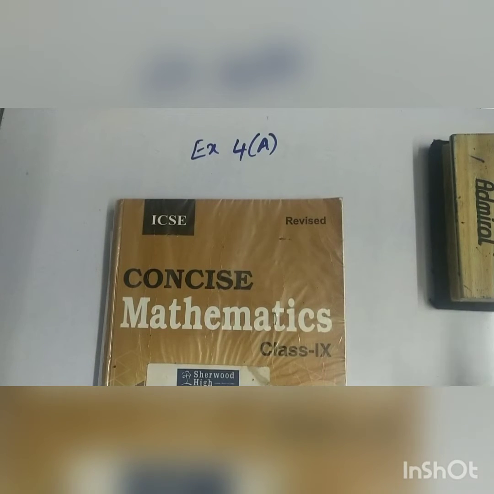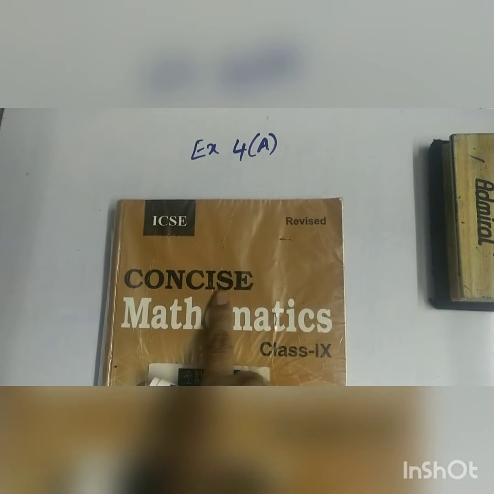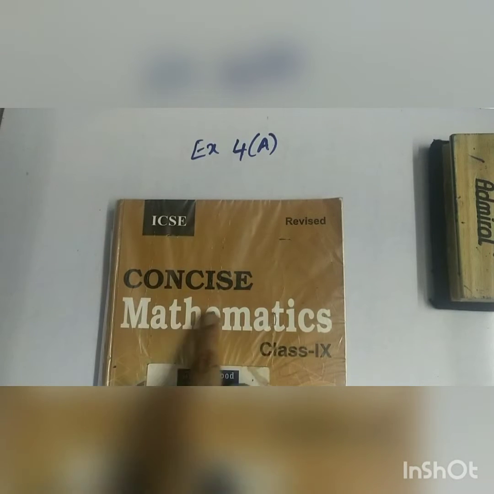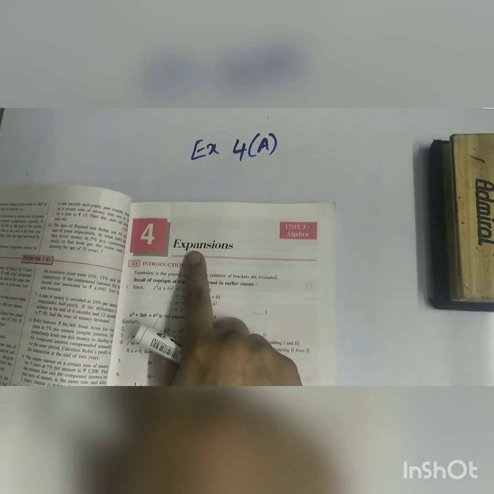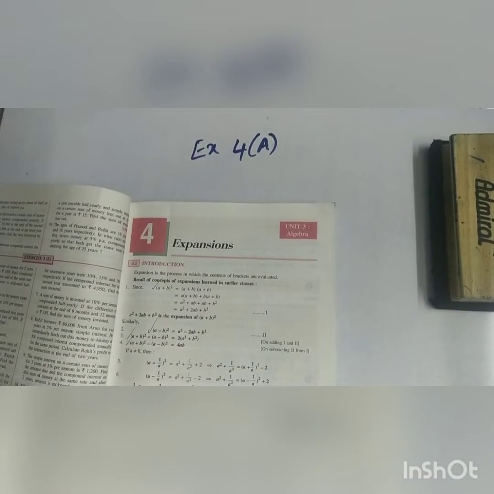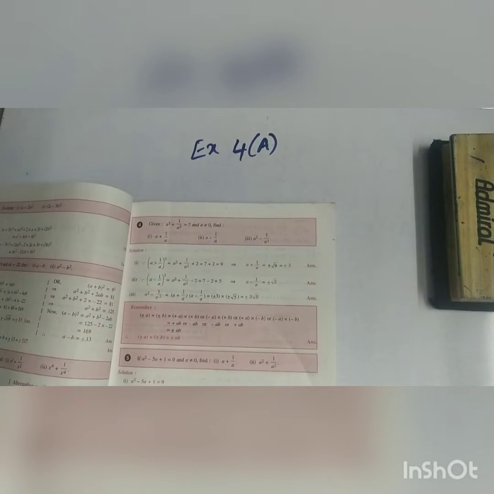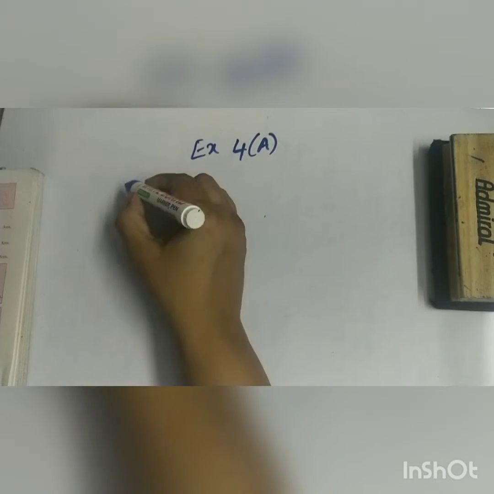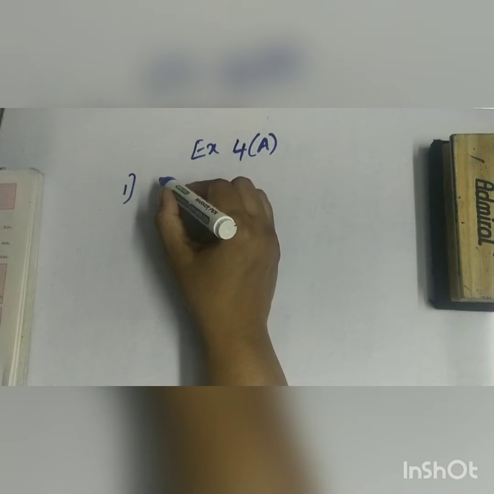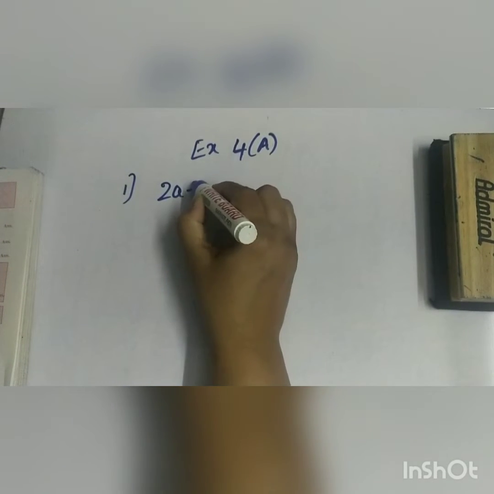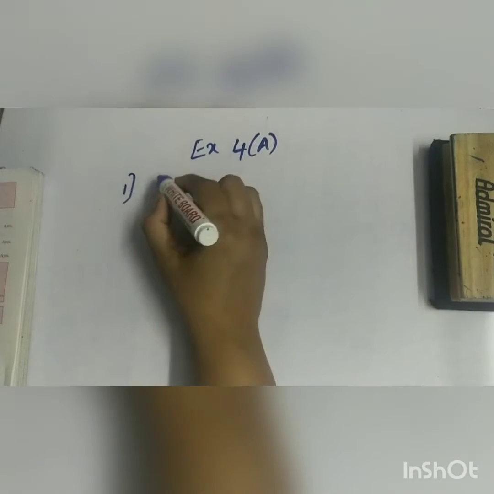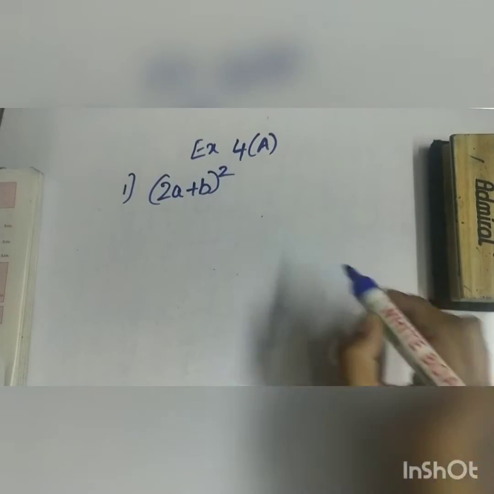Today let's begin solving this chapter from the textbook ICSE Concise Mathematics by Selina, and we are going to start with the Expansions chapter, Exercise 4A. Let's begin doing the first question. They are asking us to find the square of 2a plus b. So we have to find the square of it.